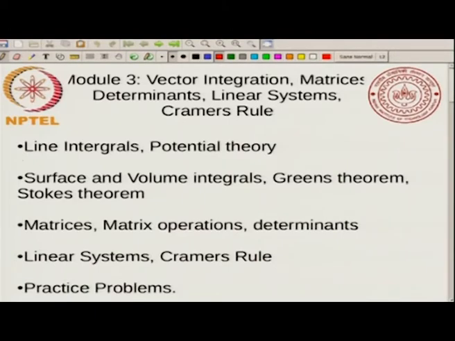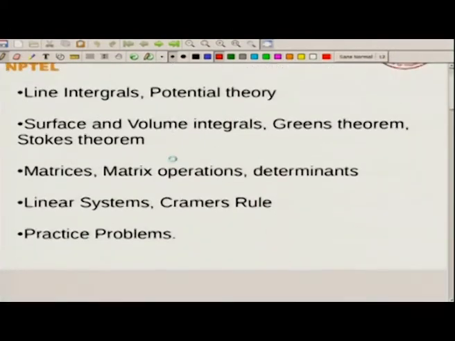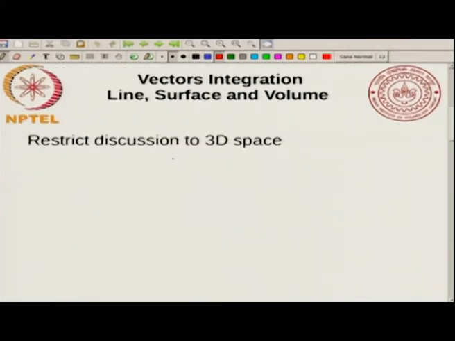So let us start. Today I will be talking mainly about line integrals and potential theory. This is part of vector integration. And in vector integration, there are 3 kinds of ways to integrate vectors. Now let's just step back a little. We will restrict this discussion to 3-dimensional space. So all this talk about line integrals, surface integrals, and volume integrals will be restricted to vectors in a 3-dimensional space.